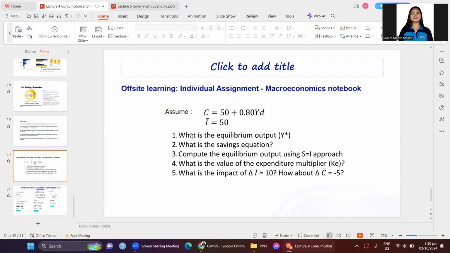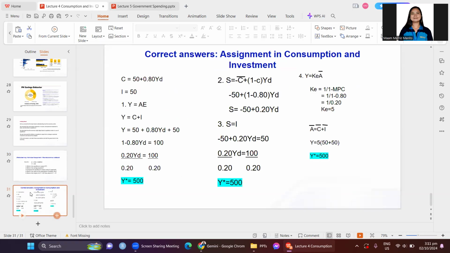First question: what is the equilibrium output? Second: what is the savings equation? Third: compute the equilibrium output using the S equals I approach. Fourth: what is the value of the expenditure multiplier KE? And fifth: what is the impact of a change in autonomous investment of 10, and how about the change in autonomous consumption of -5? In this part, the expenditure multiplier and the impacts, there's nothing wrong with that part.